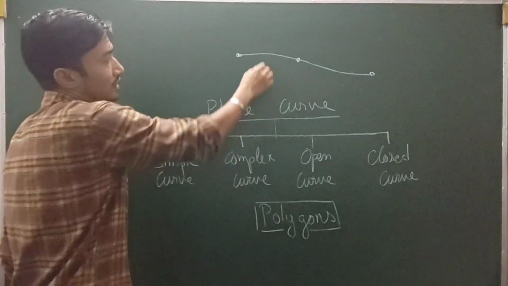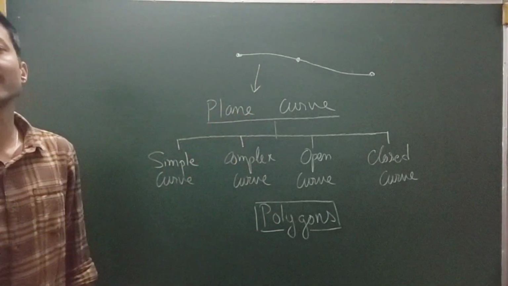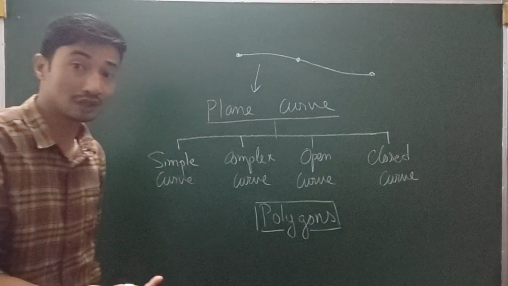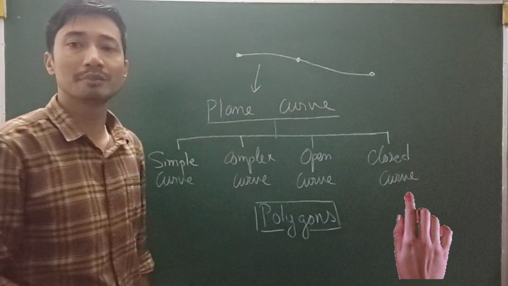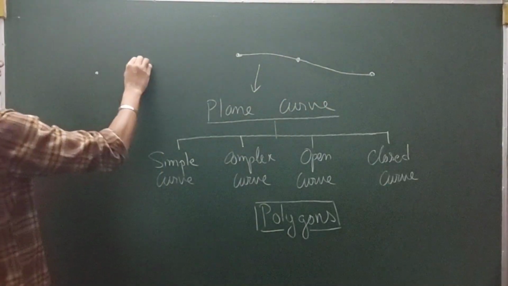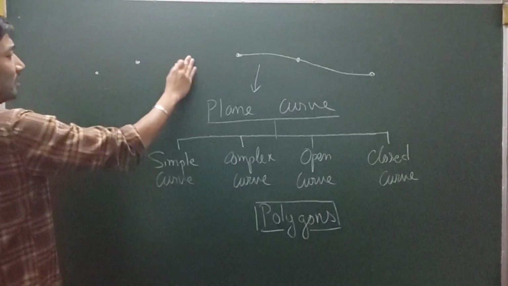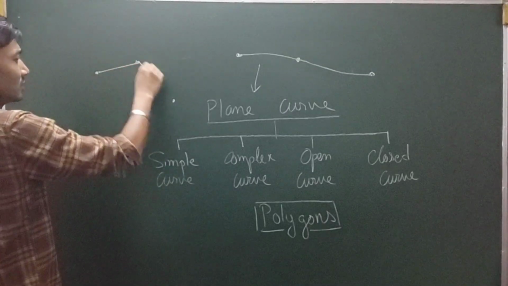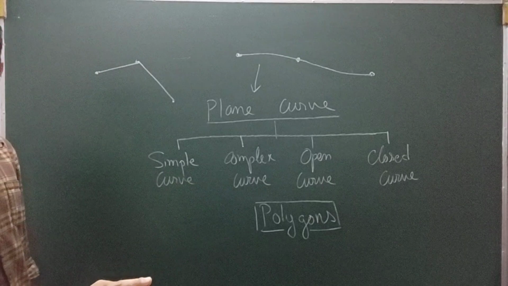So this is known as a plane curve. Just joining the points. You can also have straight lines. You can even use a scale also. Maybe the points can be like this, so you can use a scale. So this is also a plane curve.